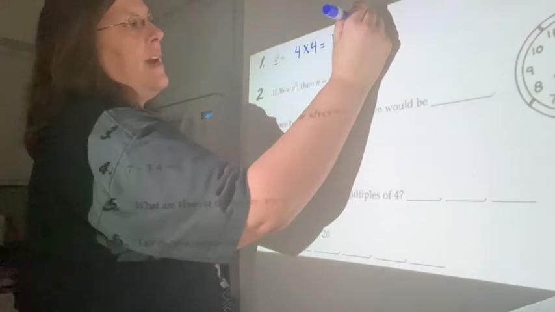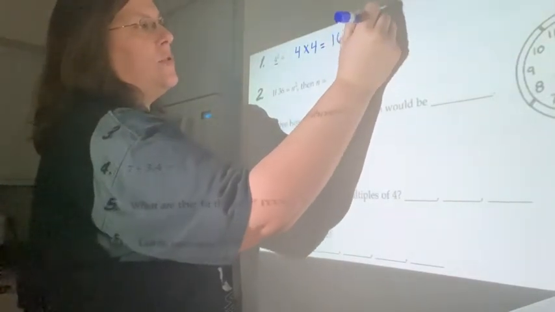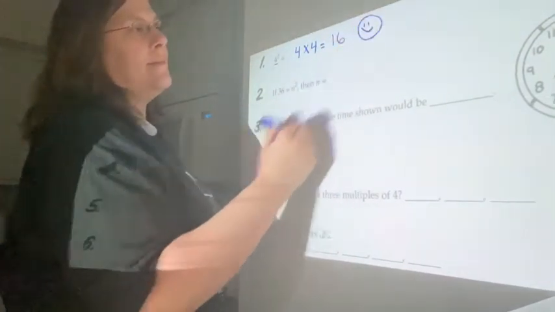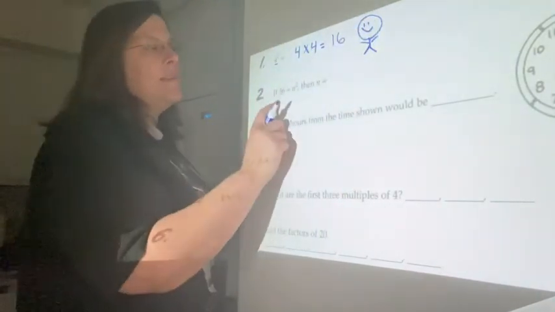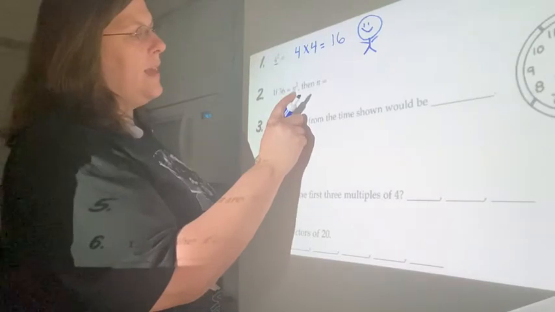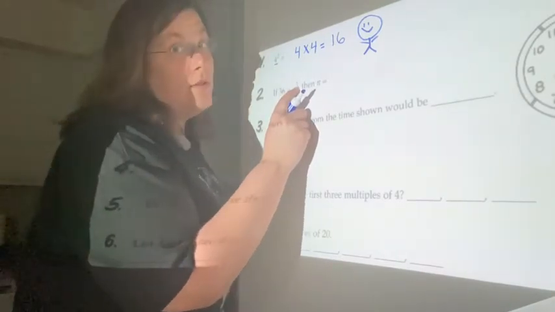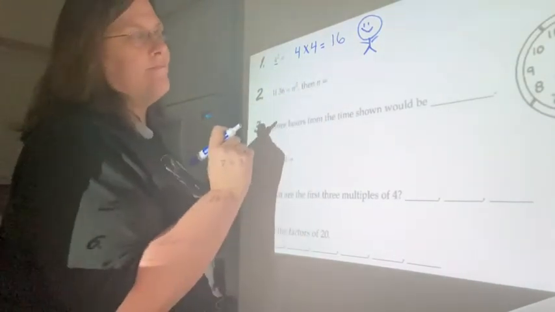That is a happy face. Let's do a little happy face. Got some joy in my soul right there. In fact, let's add some. Perfect. Next, if 36 equals n squared, then n equals what?